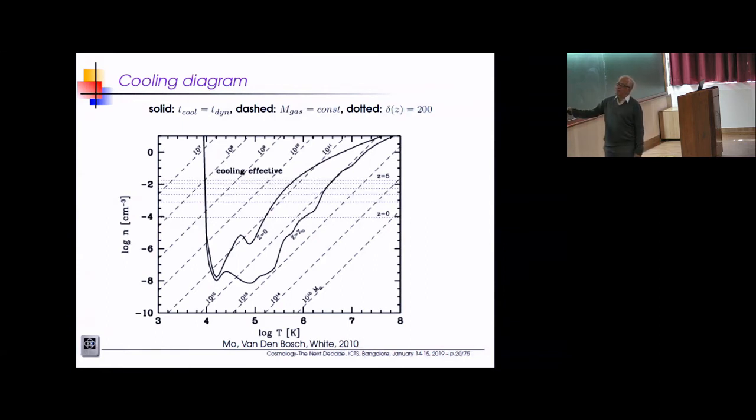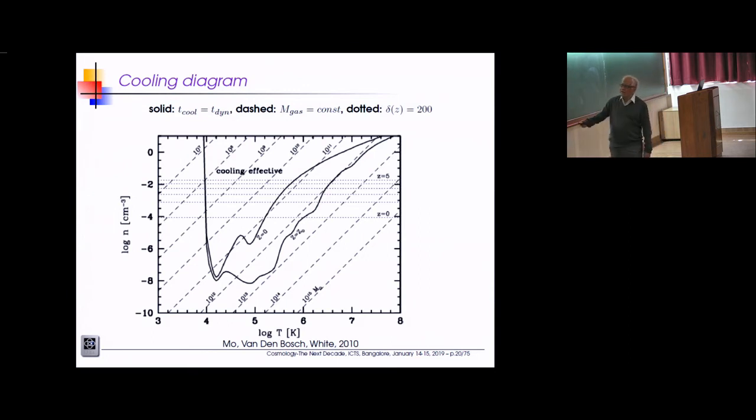This branch is because of bremsstrahlung, again at high temperature. And this other curve is when there are lots of metals and you have solar abundance and the cooling has become more efficient. The T cool equal to T dynamical line has gone into the lower density and higher temperature regions, because the lower the density, the longer it will take to cool, and the higher the temperature, the longer it will take to cool.